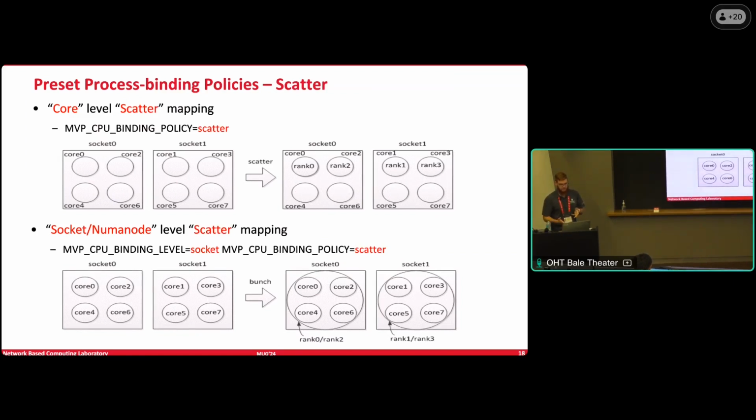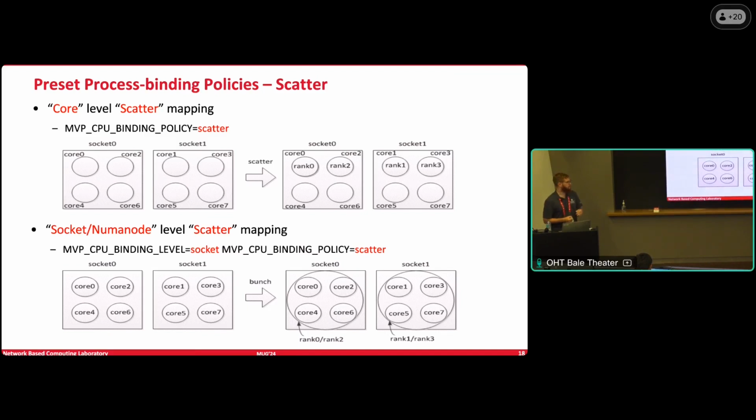We can also scatter, which will divide your ranks evenly among the available compute resources. So if you scatter at the core level, it will divide your sockets and give you an even distribution of ranks to sockets, and then bind each of those ranks to a core.